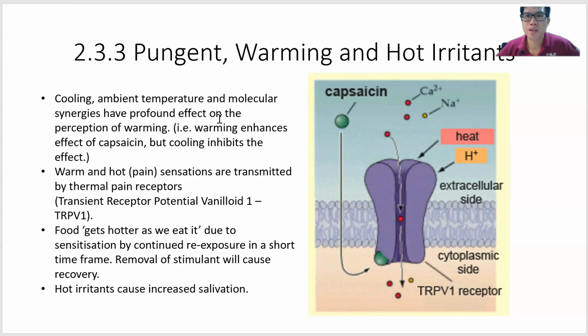That's why a lot of people, when they're eating chili, have cold water to complement it.